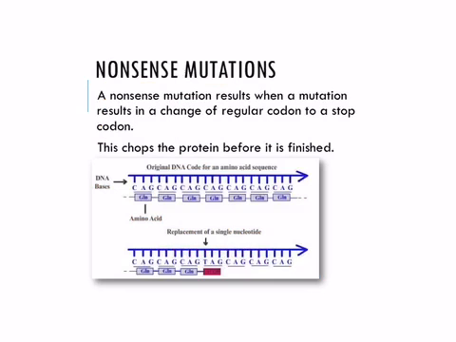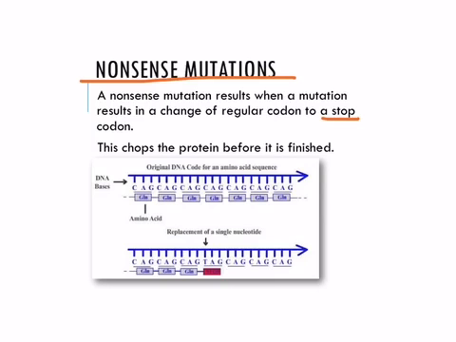And then finally, the last kind of mutation I wanted to talk about is a nonsense mutation. Nonsense mutations result in a mutation from a codon that would code for an amino acid to a codon that actually codes for stopping. So there's a mutation that happens where the bases are changed.